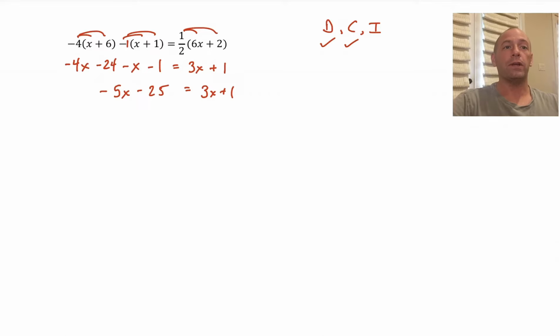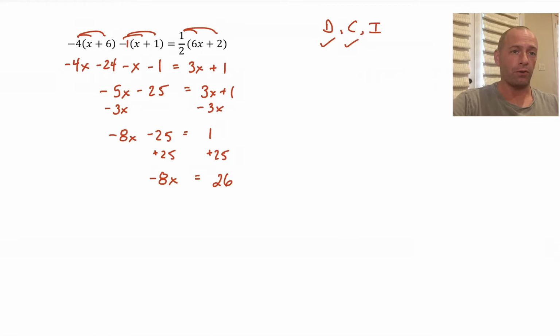So now I'm going to use inverse operations. I could get rid of the negative 5x, but I'm going to get rid of the 3x in this case. And I do that by subtracting 3x from each side to maintain balance. Negative 8x minus 25 equals 1. Inverse operation of subtraction of 25 is to add 25 to both sides. So I've got negative 8x is equal to 26.